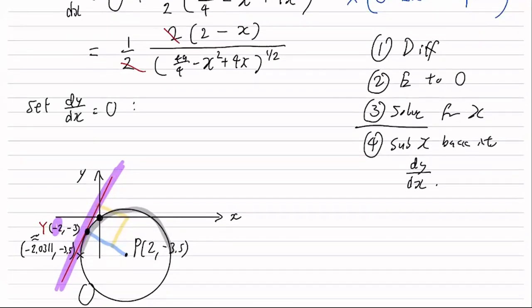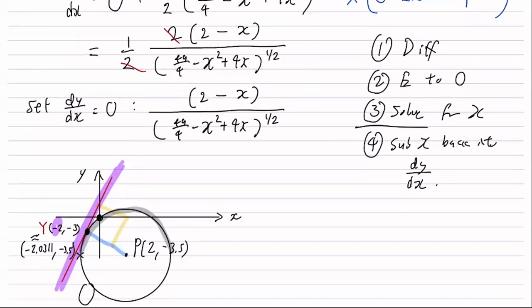What do we get? We will get 2 minus x over square root of whatever, square root because power half, equals to 0. Okay, but what is square root? It's always a positive value. So if this is positive, how do you get 0? Can you answer this question? When power half is a square root, it means that the value will always be positive.